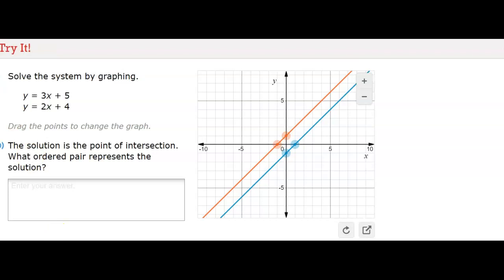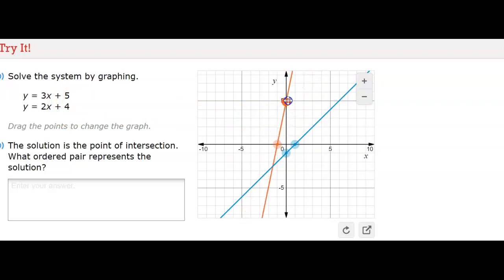Solve the system by graphing. y = 3x + 5, y = 2x + 4. All right, so I'm going to use this graph. I like to start with using the y-intercept of the equation. So our y-intercept in both equations will be found here. So the first one is 5.